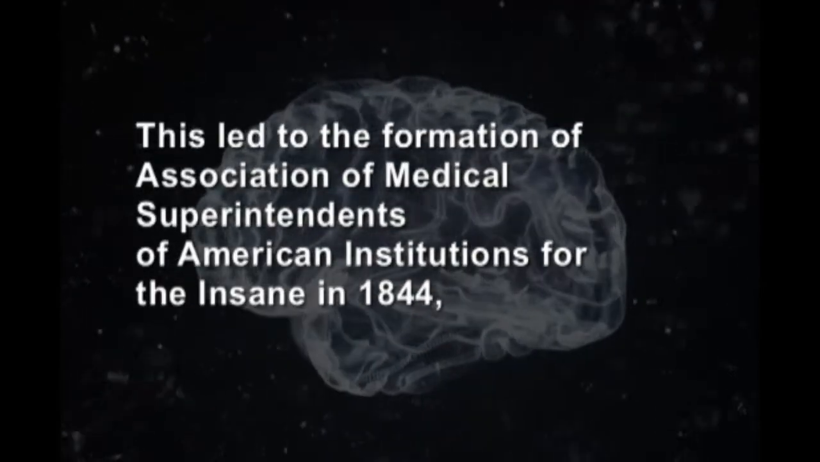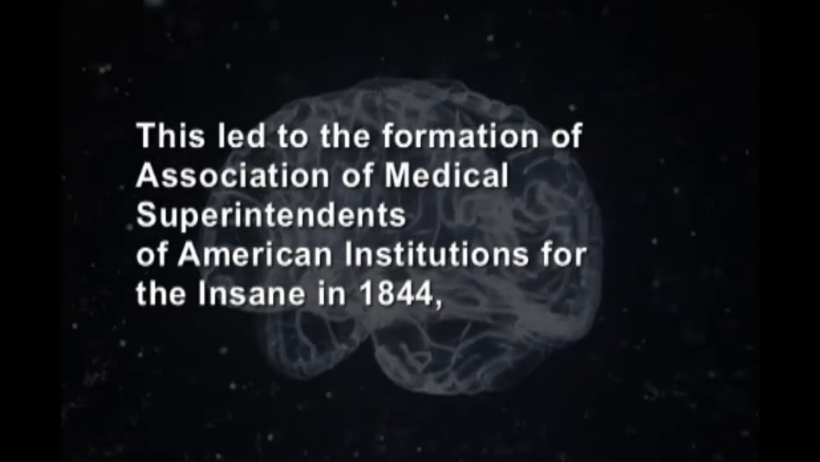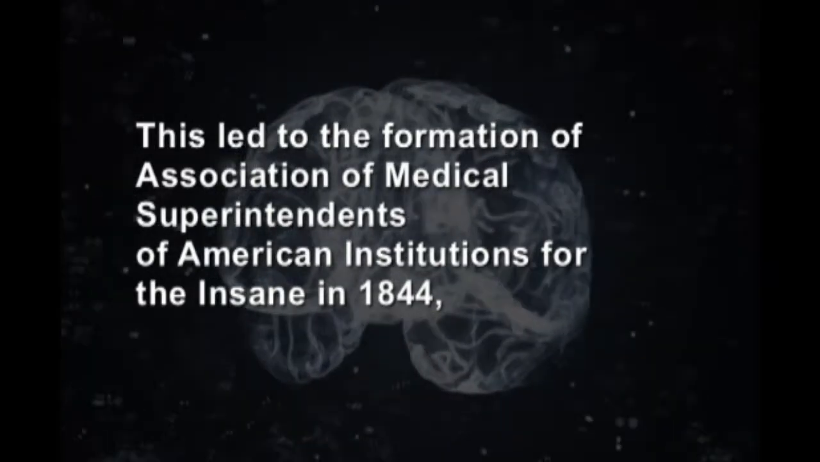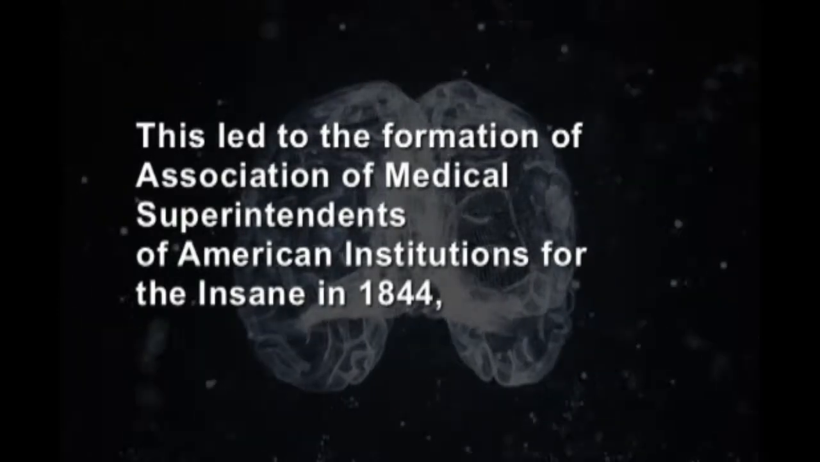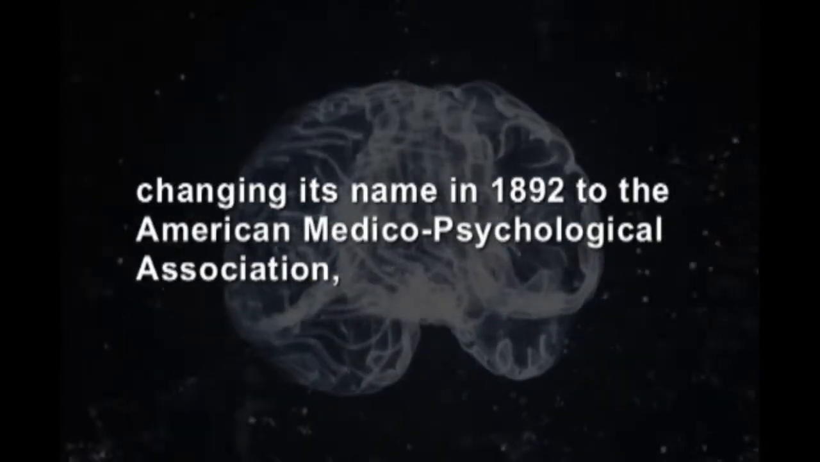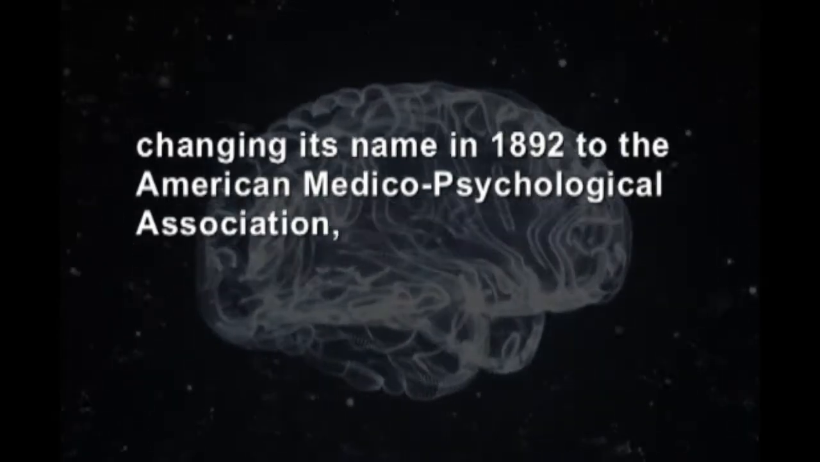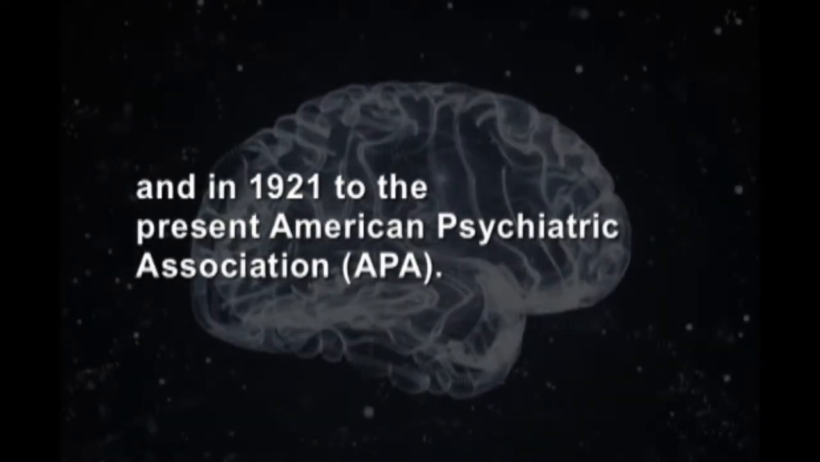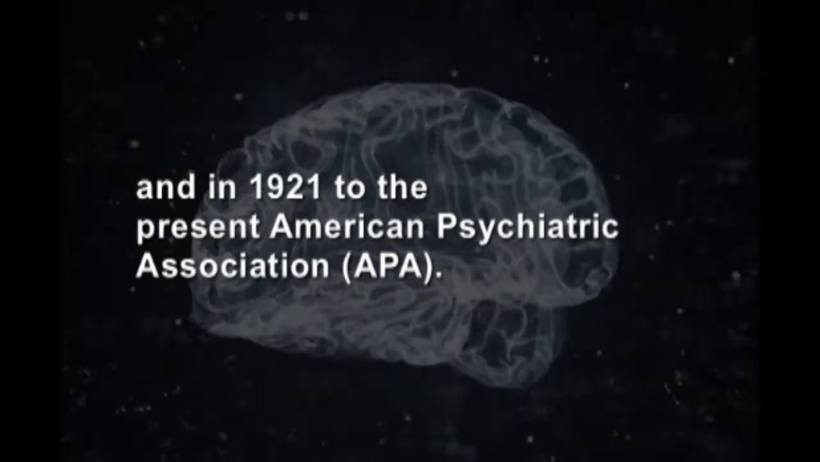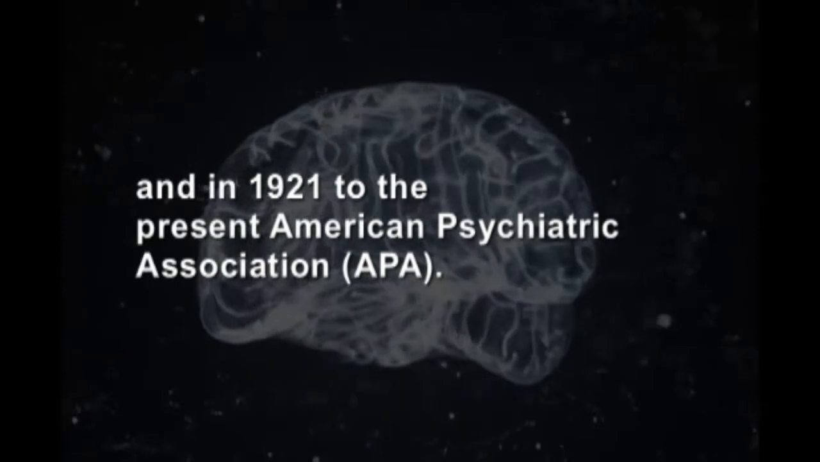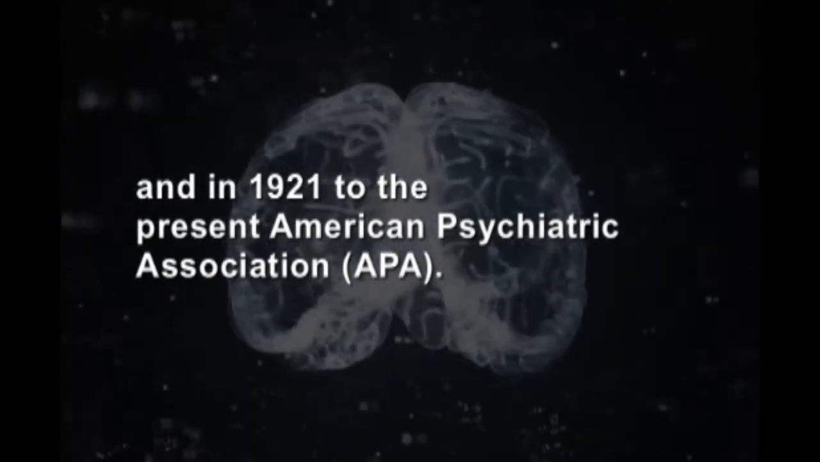Such glaring errors led to the formation of the Association of Medical Superintendents of American Institutions for the Insane way back in 1844, changing its name in 1892 to the American Medico-Psychological Association, and in 1921 to the present American Psychiatric Association, or shortly APA. Hereafter, we will be using the terms DSM and APA.